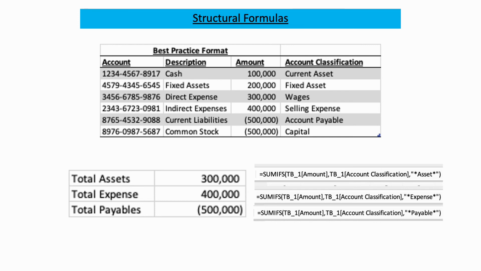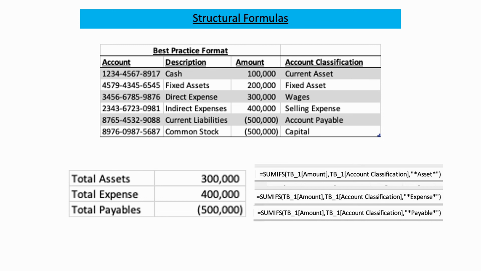Then you would see that my asset, expense, and payable are in quotes, and they are followed by an asterisk. What that does is it tells the SUMIF formula to look for anything which is spelled as asset, and if the word asset in the column is followed by something else like current asset, it will look for that as well. The asterisk at the end means that any word after asset in the classification column will also get included here.